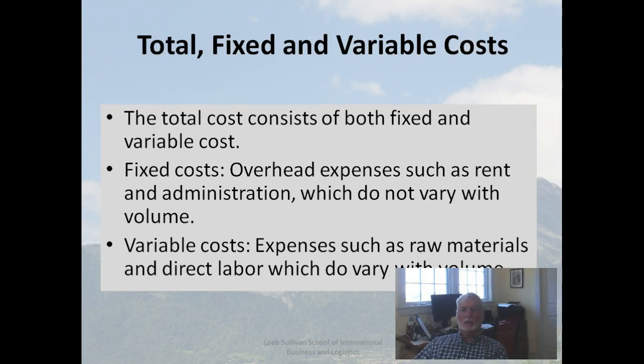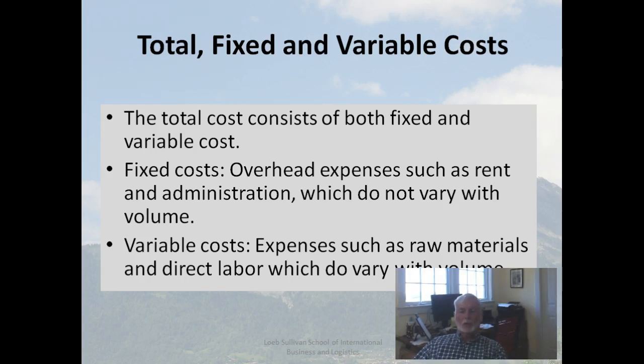So total cost is the total of fixed plus variable costs. So that's the total cost of any good, is all of the fixed costs plus all of the variable costs. Fixed costs are overhead expenses such as rent and administration. They don't change depending on how much product we make. So if we're running at 50% of capacity, our rent for our factory stays the same, our overhead costs for our factory stay the same, and we still have to have a plant manager and a plant payroll, human resources, and so forth. So we have all of the same costs. Those costs stay the same.